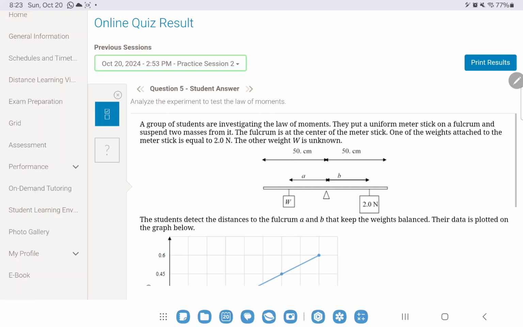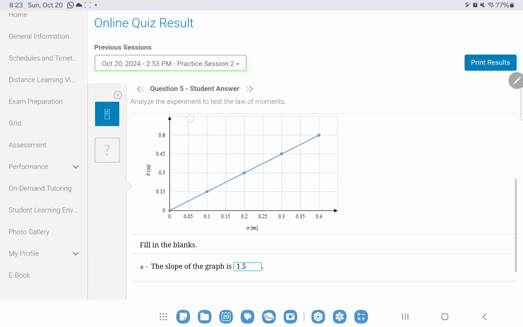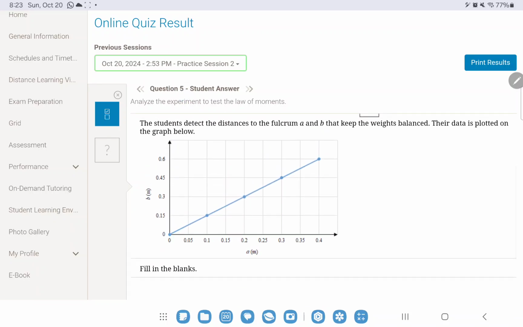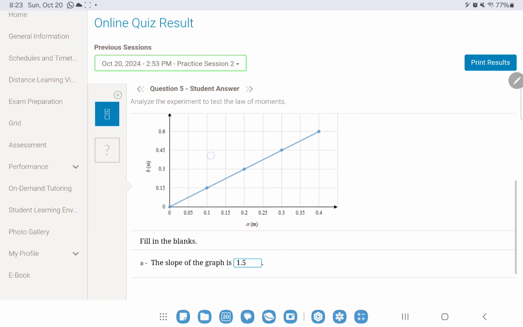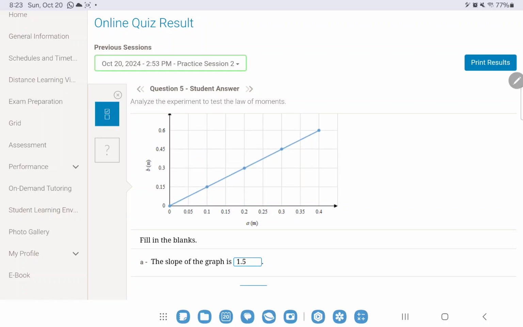Okay, this question is telling you that you have a group of students investigating the law of moments. They put a uniform meter stick on a fulcrum and suspend 2 masses from it. Fulcrum is at the center, and one of the weights attached is equal to 2 newtons. The other weight is unknown. So here we have a graph. They're telling us these are the forces that keep this rod balanced. So when we get a graph, we use the graph to see.